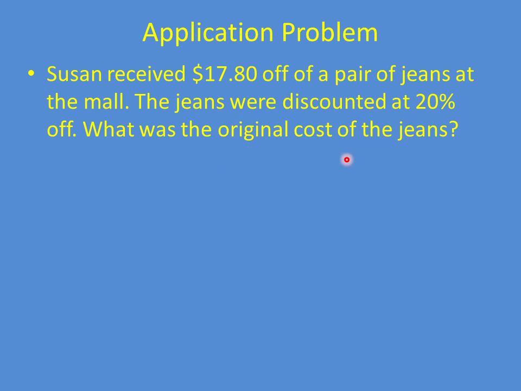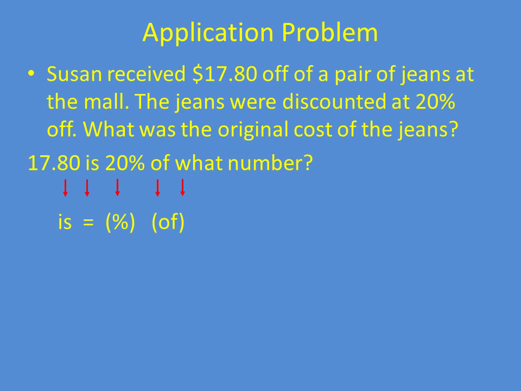Remember that the "of" in my equation, "is equals percent of," is always going to be that original cost or that total number that you started out with. So when I go to write my problem, it's $17.80 is 20% of what number? I don't know my original number. So my equation is "is equals percent of." And I have that 17.80 equals 20/100ths times n.